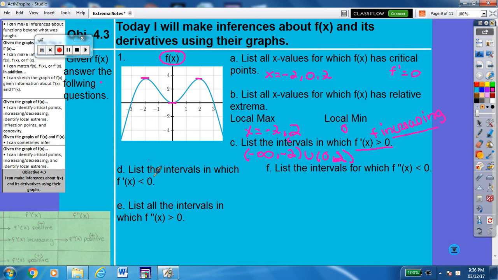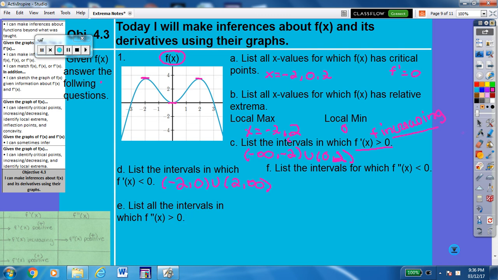The next question, D: list the intervals in which the first derivative is negative. That, of course, would be from -2 to 0, not included, and then again from 2 to infinity. Okay. E: list the intervals for which the second derivative is positive.